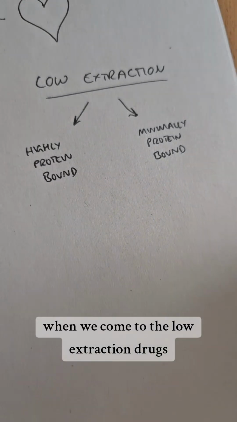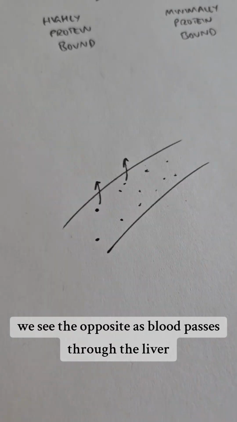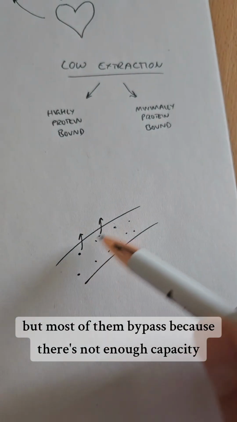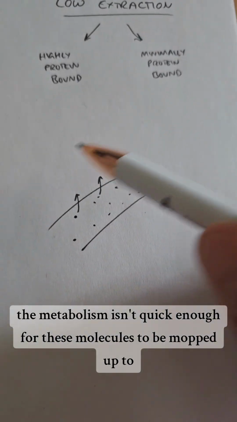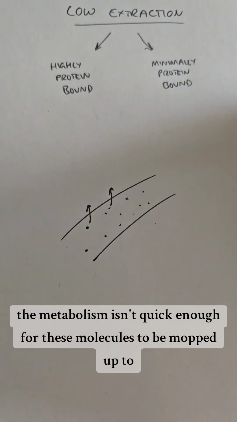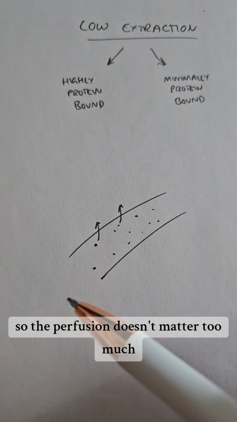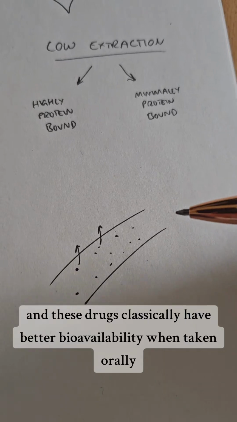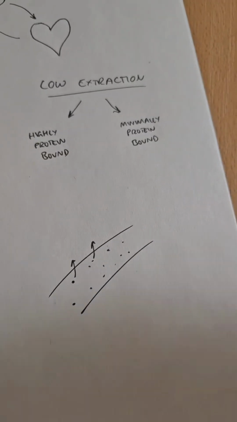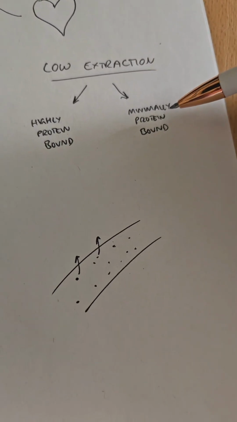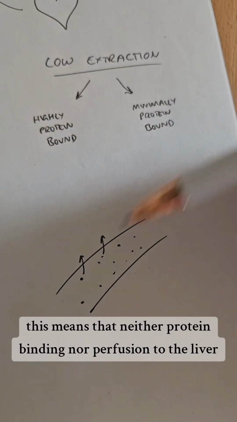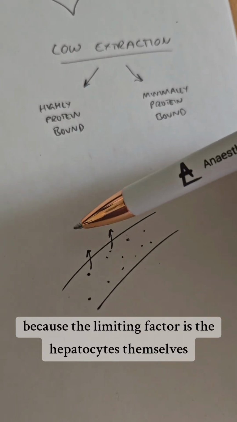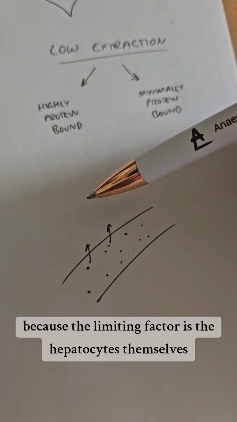When we come to the low extraction drugs, we see the opposite. As blood passes through the liver, some of these molecules are taken up and they're metabolized, but most of them bypass because there's not enough capacity, the metabolism isn't quick enough for these molecules to be mopped up too. So the perfusion doesn't matter too much because the blood flow is not the limiting factor. And these drugs classically have better bioavailability when taken orally. For drugs that are minimally protein bound, this means that neither protein binding nor perfusion to the liver are going to affect the rate of metabolism very much at all, because the limiting factor is the hepatocytes themselves.